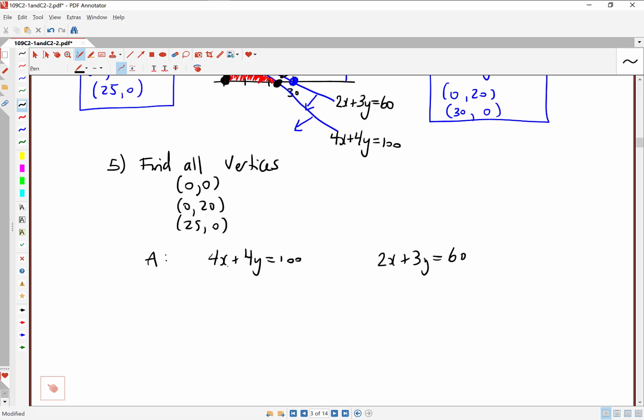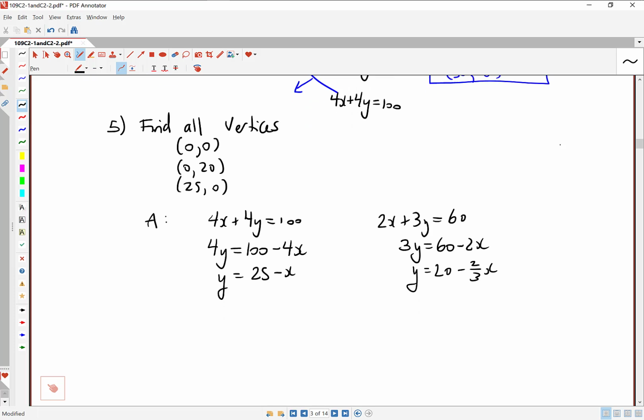So let's solve for y in both of our lines. For the line on the left here, it's 4y equals 100 minus 4x, and then we can divide by 4. So y is 25 minus x. Whereas from the second line, we could say 3y equals 60 minus 2x, and then divide by 3. So 20 minus 2/3 x. So there we go. We've solved for y from both of our lines.